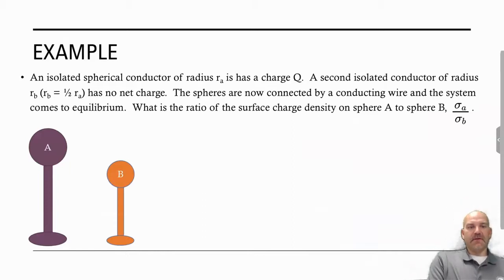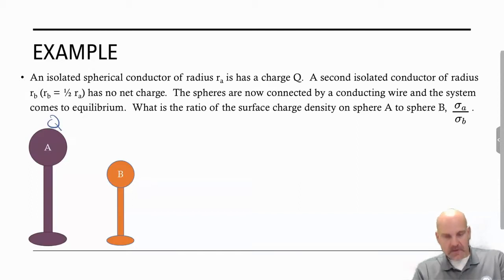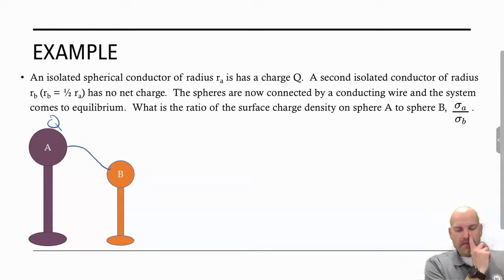You'll see the same picture, right? So here we're going to look at what is the ratio of surface charge density from sphere A to sphere B. So what we're doing is we have an isolated spherical conductor of radius RA that has charge Q. A second isolated conductor of radius RB, which tells us that it's half of RA, has no net charge. We then connect a wire between them, and remember in that time, 10 to the negative 16 seconds, the system comes to equilibrium. And they want us to calculate what is the ratio of the surface charge density on sphere A to sphere B.